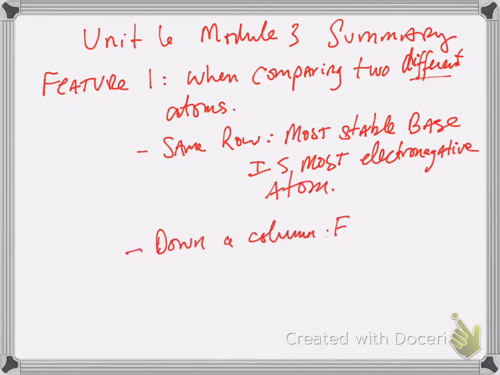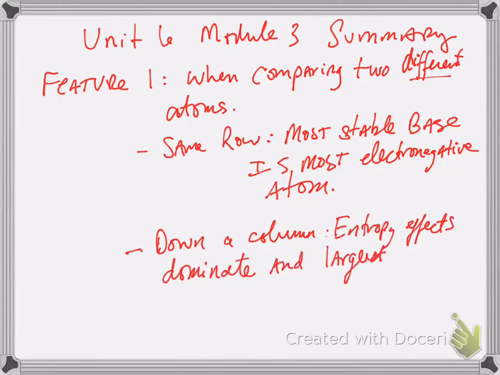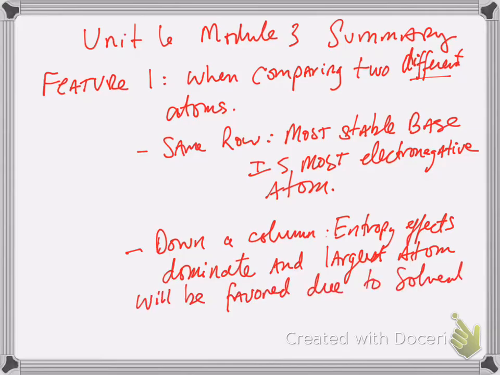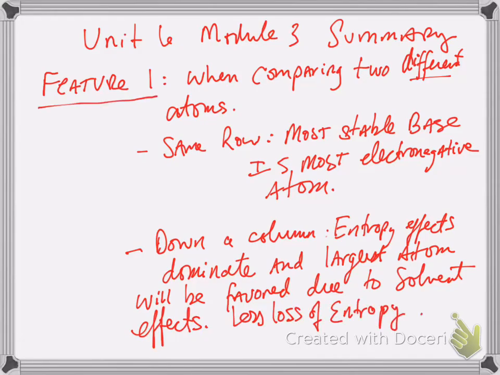But if we're going down a column, entropy plays the dominant role, and so the largest atom will be the most favored, the most stable base, due to solvent effects: there's less loss of entropy. So feature 1 has this argument. You want to make sure that you feel comfortable with feature 1 because it's usually the major discrimination. So why is one more acidic than the other? They're different atoms. This is the feature to use.